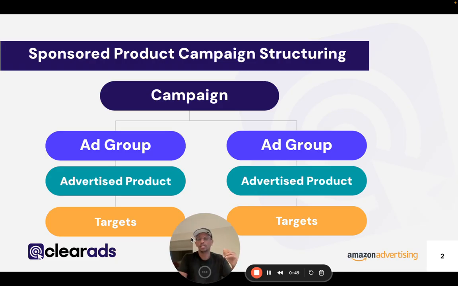So this is the structure that you have. You tend to have a campaign, and within that you set the budgets and a bunch of settings, and then within that you can have multiple ad groups. You can have quite a lot of ad groups, and within those ad groups you have the products you want to advertise, and whatever targeting method you want to have in place. There is a problem with doing it this way, and these are the issues with this structure.